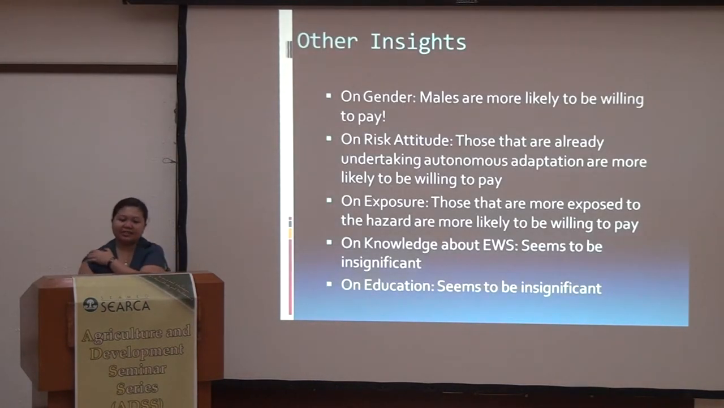Other insights on gender, we found that the males are more likely to be willing to pay. On risk attitude, those that are already undertaking autonomous adaptation are more likely to be willing to pay. On exposure, those that are more exposed to the hazard are more likely to be willing to pay. And knowledge about PWS or early warning system seems to be insignificant, as well as education, based from our regression analysis.